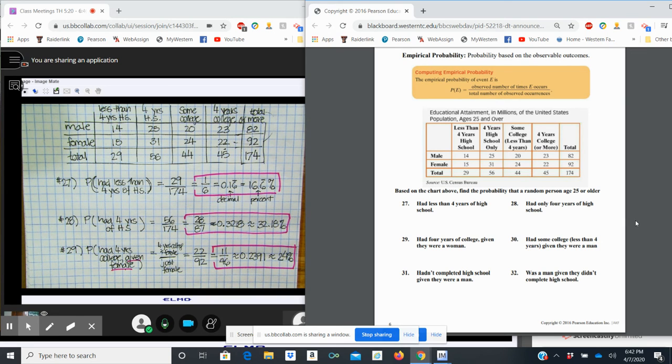All right, one more, or are we good? For number 30, it would be the 20 from the some college and male out of 82, which is the total males. Yep, correct. The hadn't completed high school, they're referring to the less than 4 years of high school.